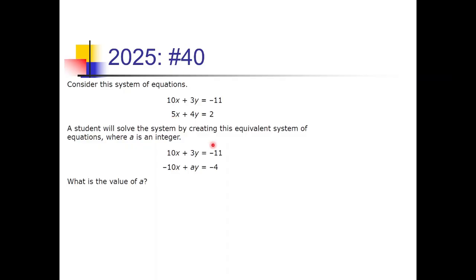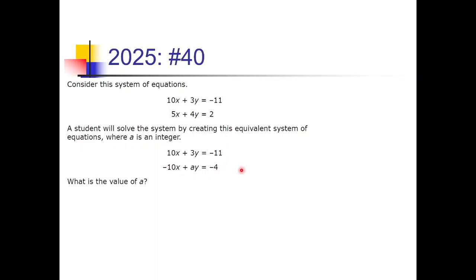For this problem, we're given a system of equations, and we're told that a student will solve the system by creating this equivalent system of equations, where a is an integer. So if you look at this, the first equation is the same in both systems, but the second equation has changed a bit. Now instead of 5x plus 4y equals 2, we have negative 10x plus something times y. And that's what we're trying to figure out. We have to figure out what the student did to create this alternate system.